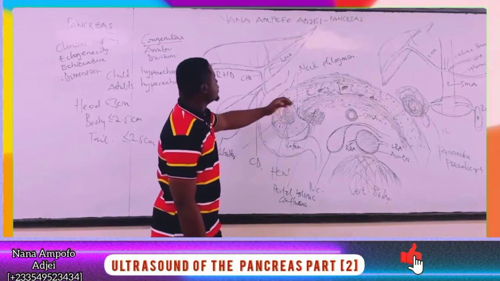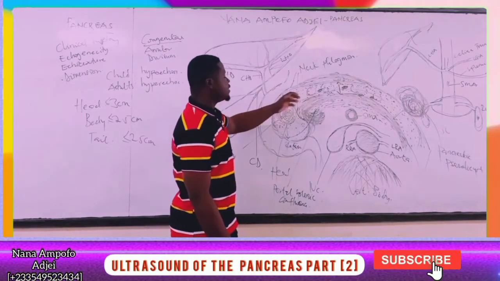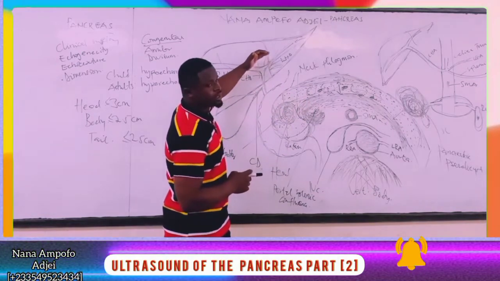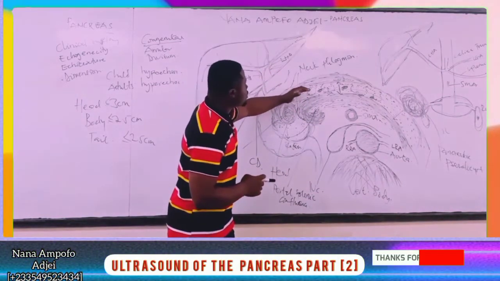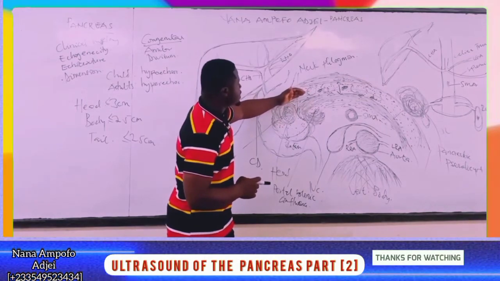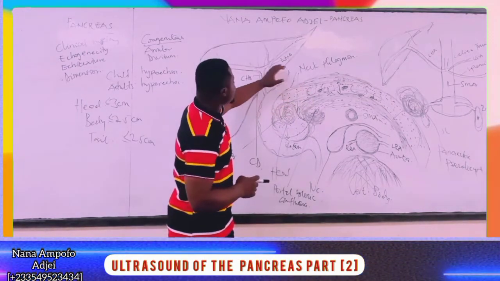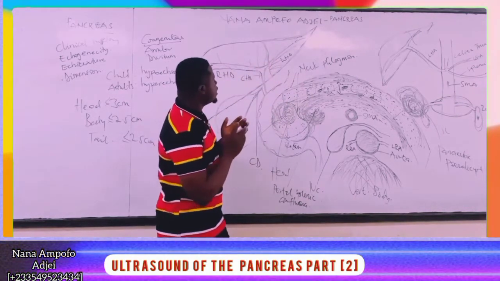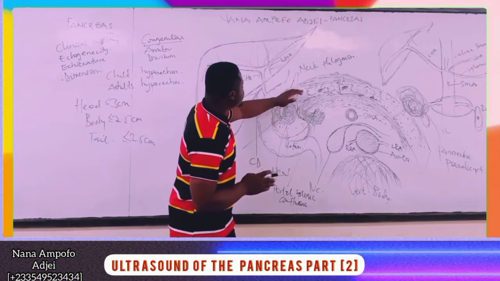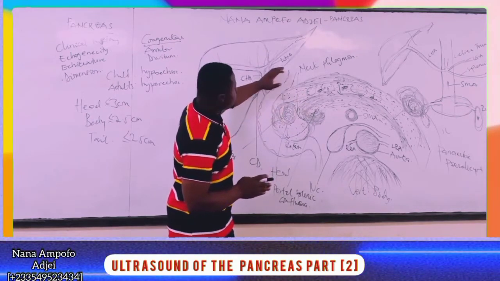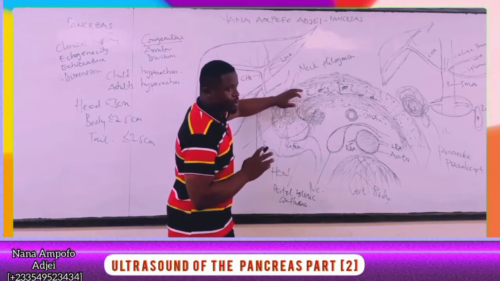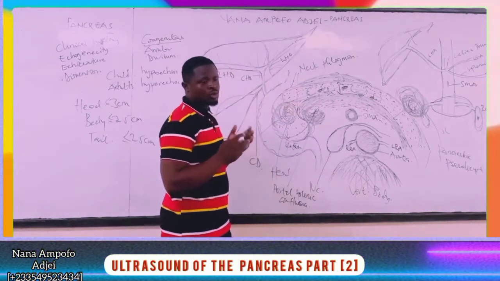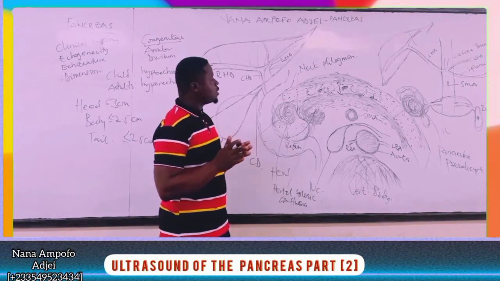If it is an adult, you compare the echogenicity of the pancreas to that of what? The liver. The echogenicity of the pancreas is slightly hyperechoic as compared to the liver parenchyma. So anytime you are scanning, you compare this and that, and you realize that the echogenicity in an adult is hypoechoic when compared to the liver. It should tell you that there's something going on.